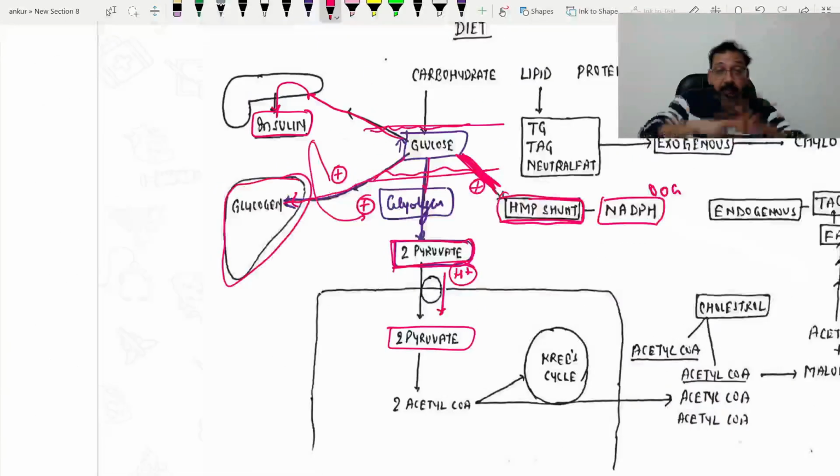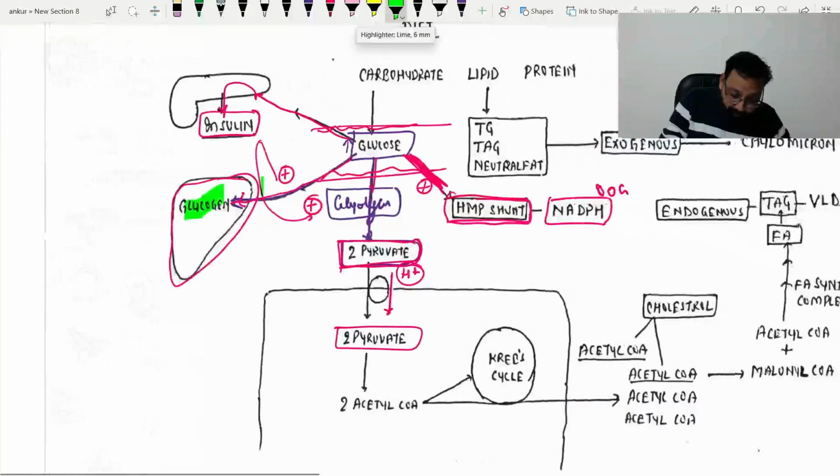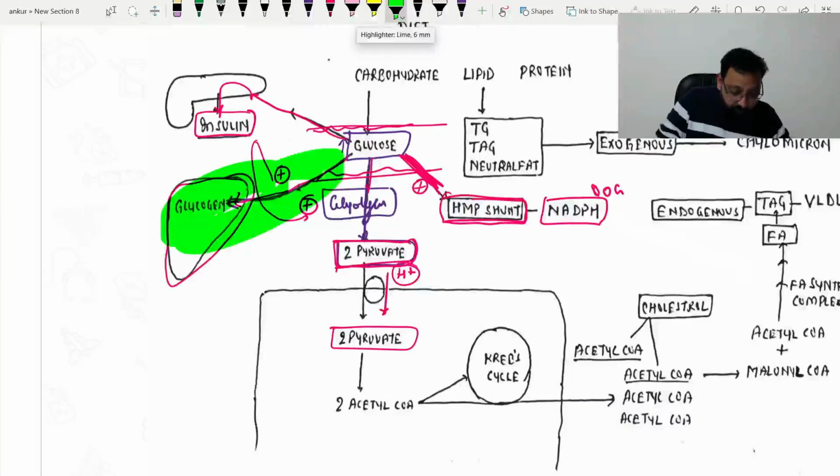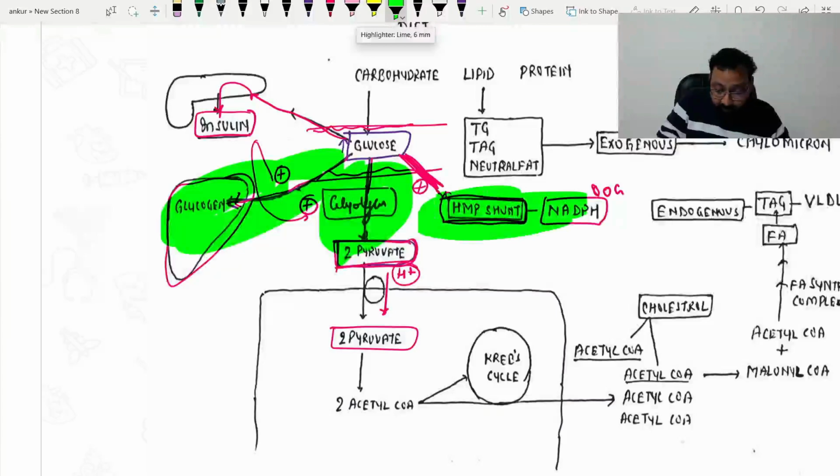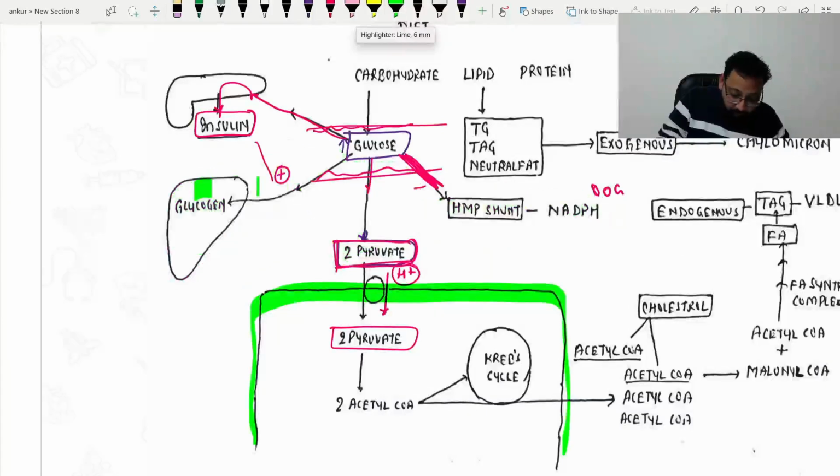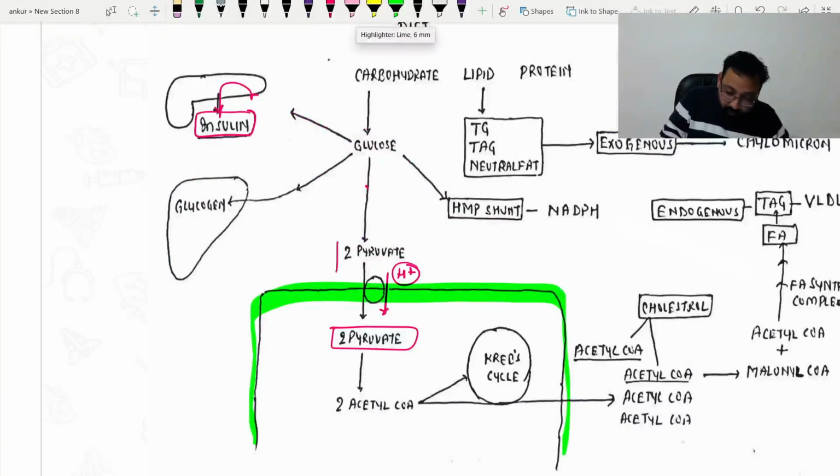Whatever I am telling you, all these reactions, glycogen synthesis, glycolysis and HMP shunt, occur in the cytosol. Anything outside this chamber is cytosol. So all these pathways, glycolysis, HMP shunt and glycogen synthesis, occur in the cytosol. All these pathways are activated by insulin.